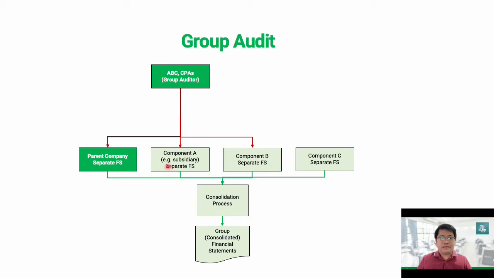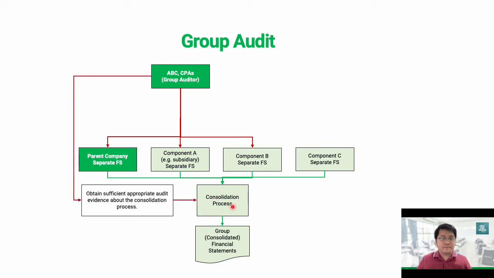But because they are owned by the parent company, their financial statements, their financial information will be incorporated in the financial statements of the parent company and will consolidate the financial information among the group to come up with the group financial statements or the consolidated financial statements. Okay? So your objective as group auditor is to obtain sufficient and appropriate evidence about the consolidation process.